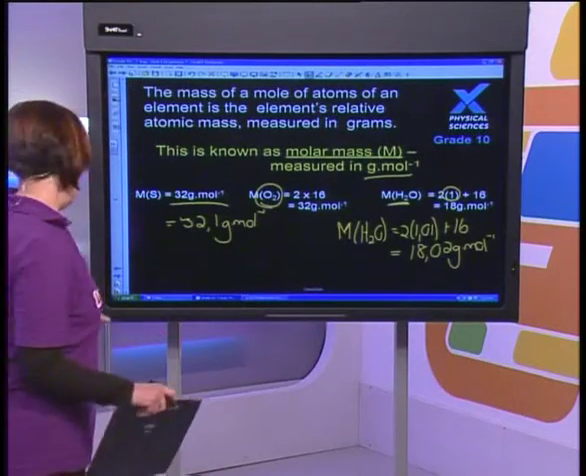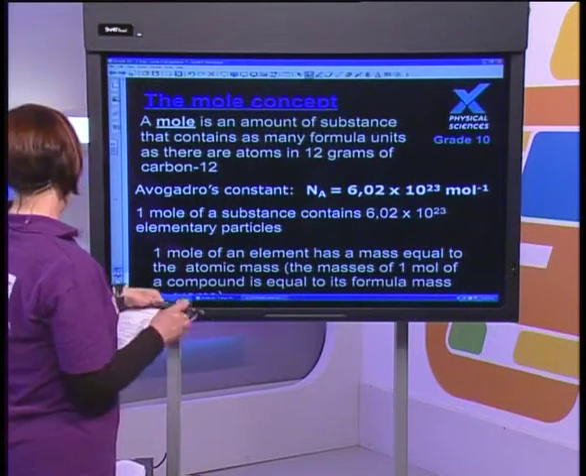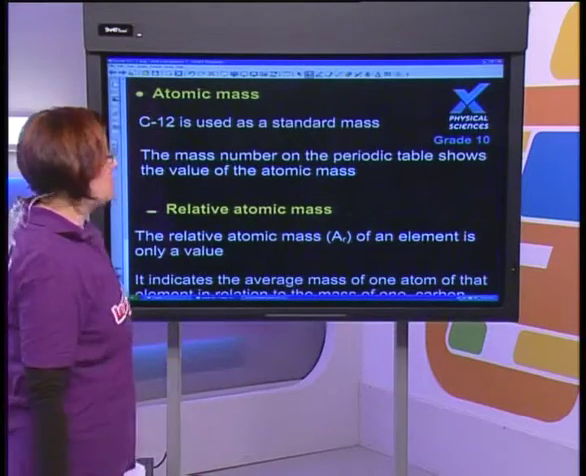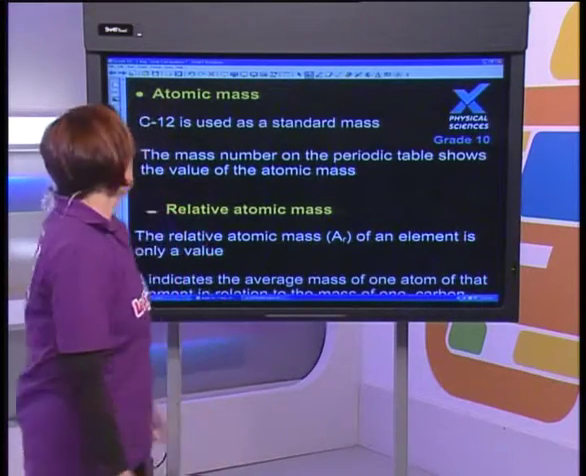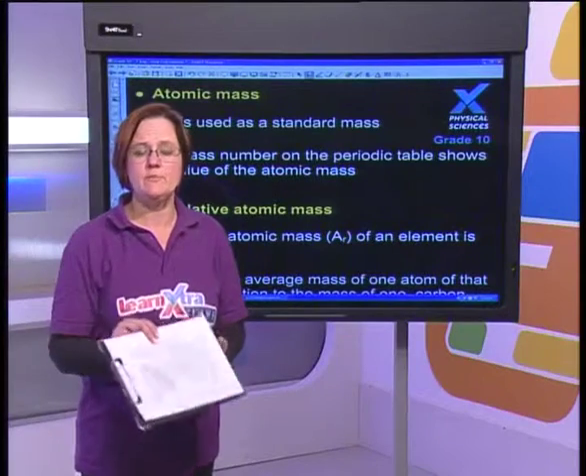Okay, hopefully I haven't lost any of you just yet. So, the mole concept, I just went backwards. There we go. Atomic mass. Carbon-12 is used as a standard. I've spoken to you about this. The mass number on the periodic table shows the value of the atomic mass. Always look at the key on your periodic table. Please be careful.